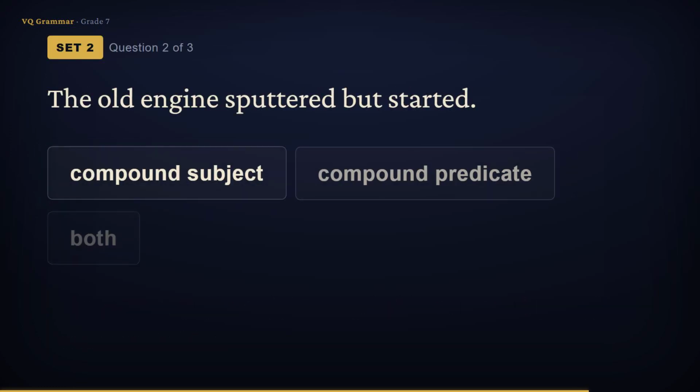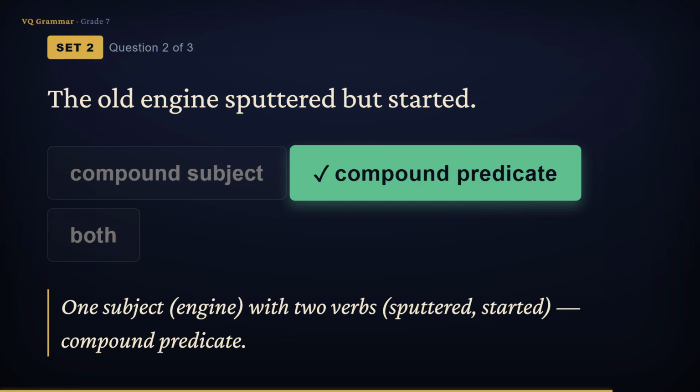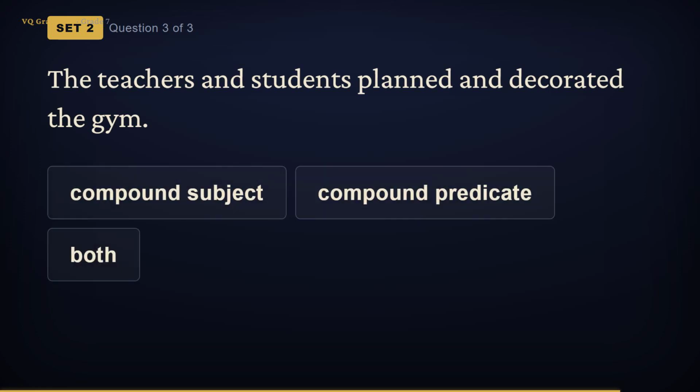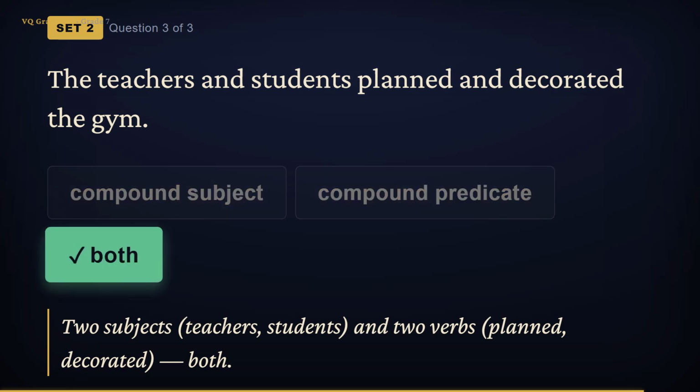The old engine sputtered, but started. Count the subjects. Just the engine, that's 1. Count the verbs. Sputtered and started, that's 2, joined by but. 1 subject, 2 verbs. So the answer is compound predicate. The teachers and students planned and decorated the gym. Count the subjects. Teachers and students, that's 2. Count the verbs. Planned and decorated, that's 2. 2 of each. So the answer is both.